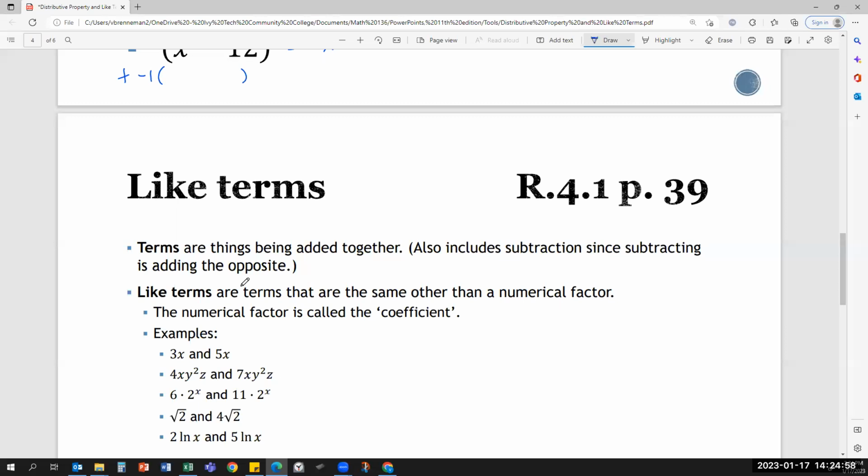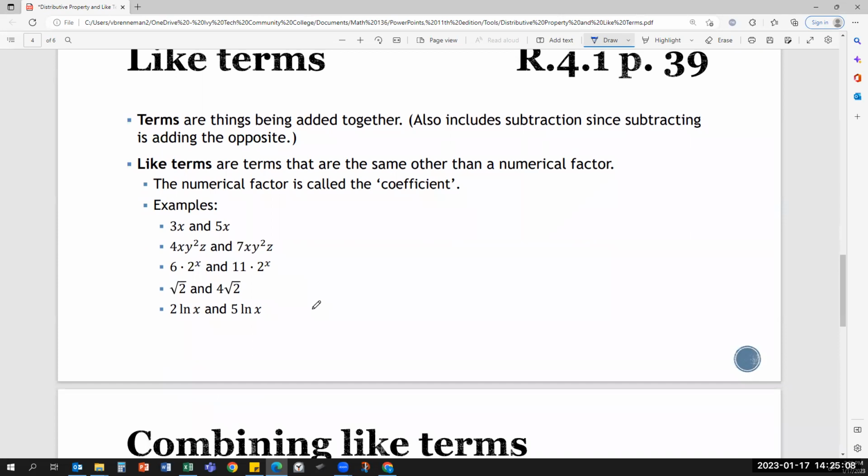Now, like terms. Terms, again, are things that are being added together, or subtracted, thinking of that as adding the opposite. Like terms are terms that are the same other than a numerical factor. The numerical factor is then called the coefficient of the term. So for example, 3x and 5x, the only difference is the 3 and the 5. 4xy squared z and 7xy squared z both have the xy squared z, the only difference is the 4 and the 7.